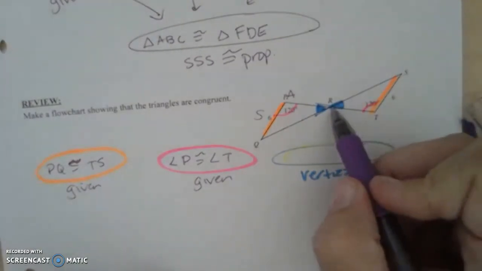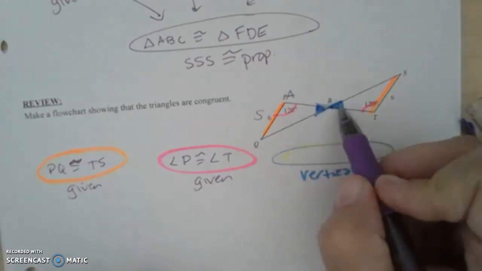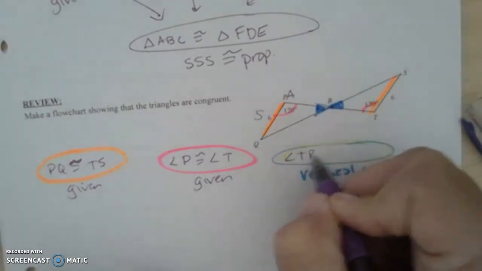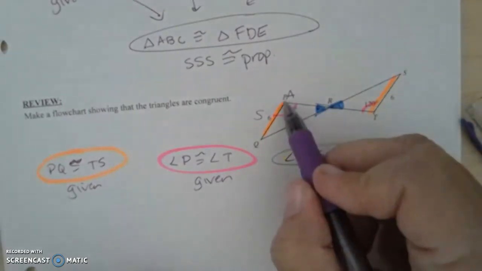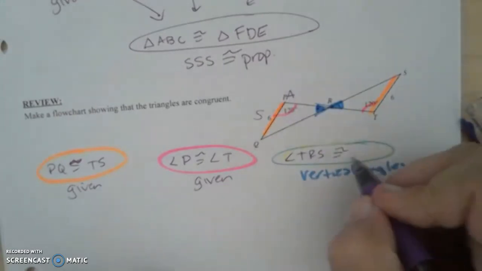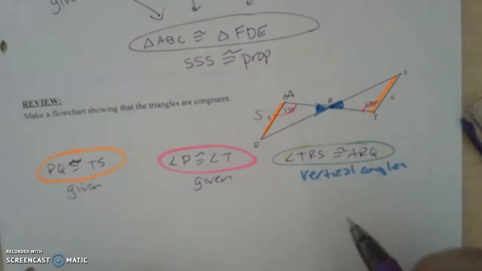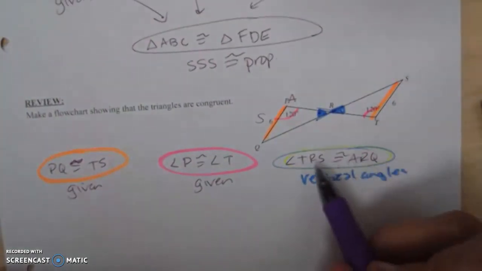So what is this angle? I can't just say angle R, because it might be talking about this side or this side. But I can say angle TRS is congruent to, I started with the T, so I have to come over here to the A, ARQ. Those are congruent, all right? So we know that they're vertical angles.